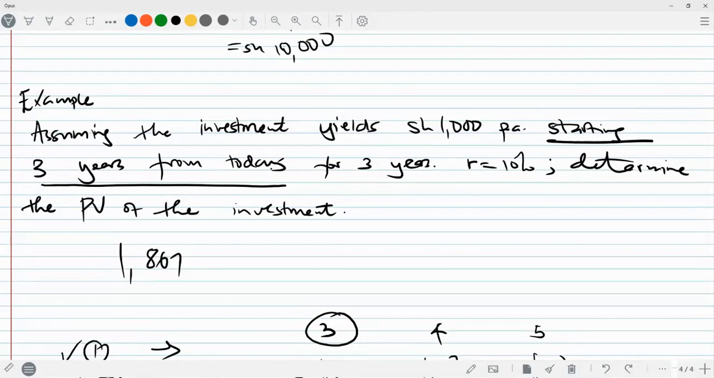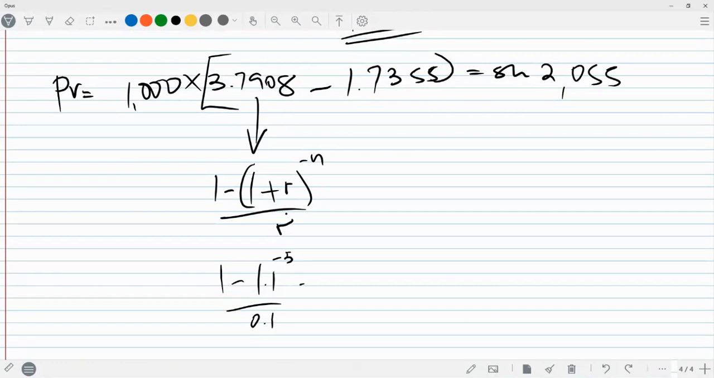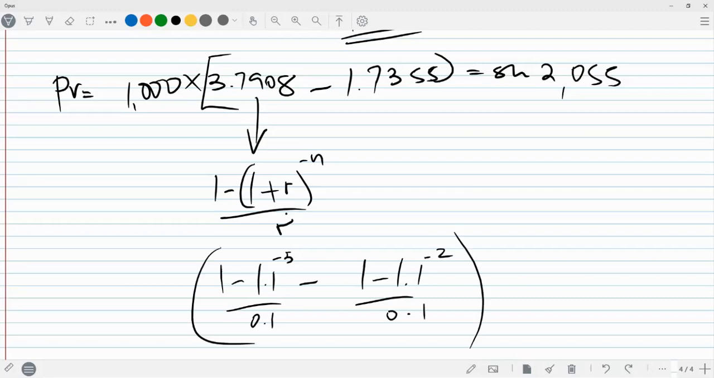Oh yeah, I get it now. Yes, so therefore, now we remove the factor for the first 2 years because you're not getting the money. So 1 minus 1.1 to the power of negative 2, over 0.1. Then we multiply by the 1,000. Oh yeah, I get it now. Thank you.